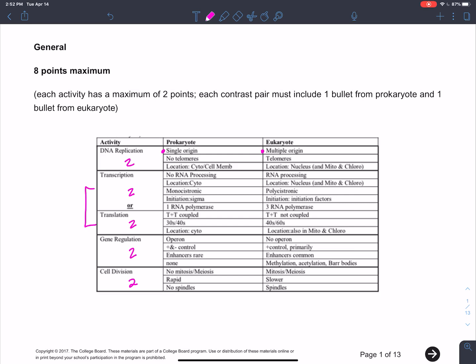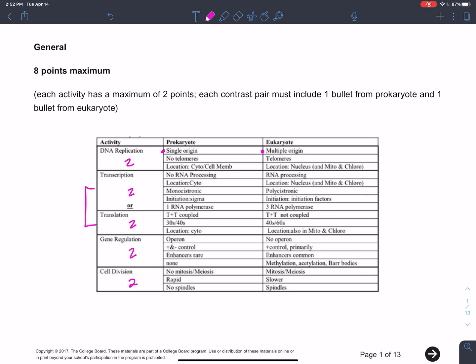Initiation factors, sigma versus regular initiation factors. That's a really minute detail. Most people don't go over that, not a big deal. Also the variety of polymerases.